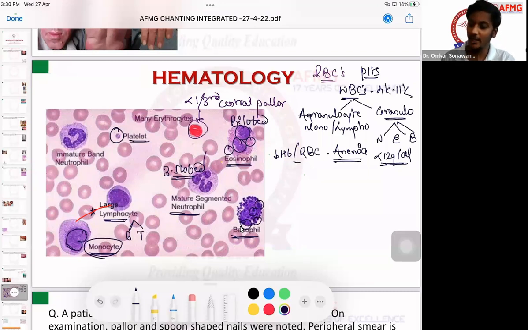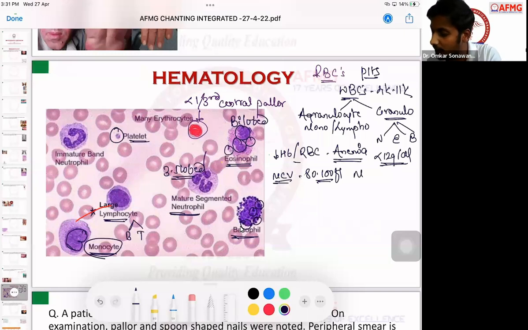Now, if I talk about anemia, apart from the hemoglobin and RBC count, I also need to talk about the other indices, and that is your MCV, the mean cell volume or mean corpuscular volume. The mean cell volume is nothing but the size of the RBC, right? And the normal MCV is 80 to 100 femtoliters.